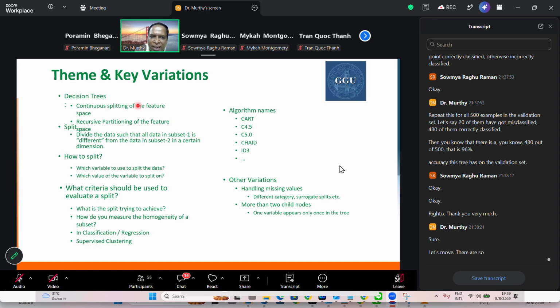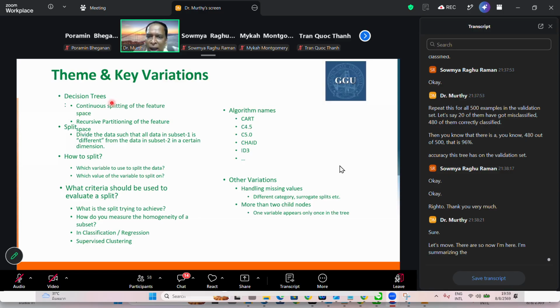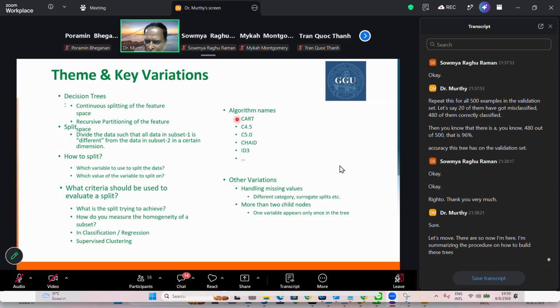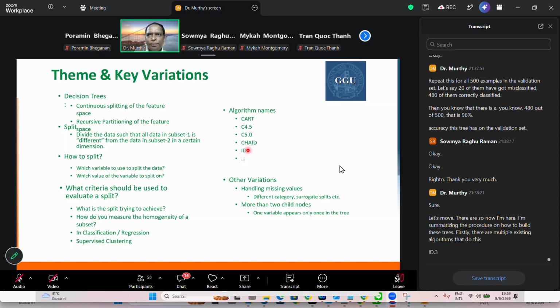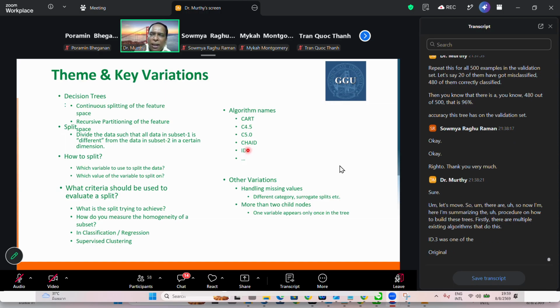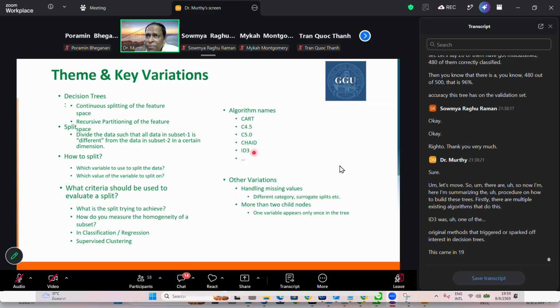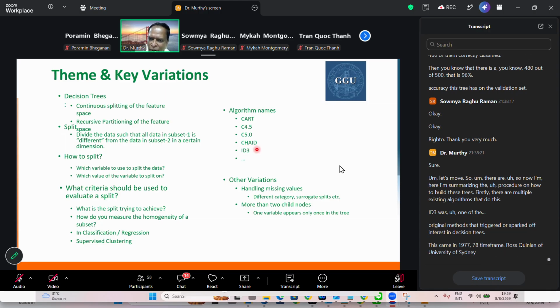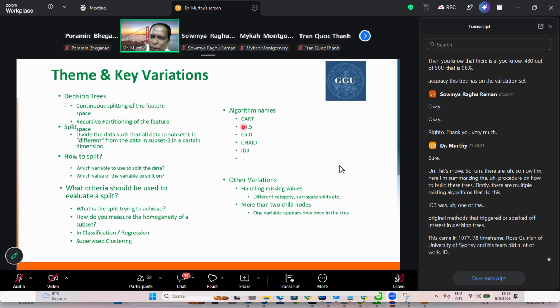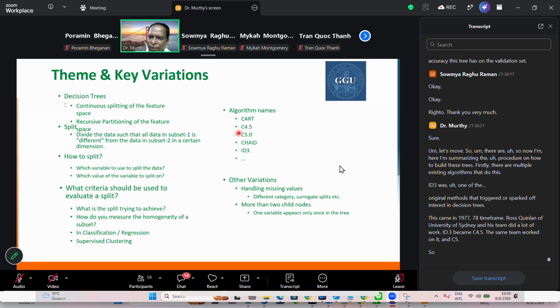So now I'm summarizing the procedure on how to build these trees. Firstly, there are multiple existing algorithms that do this. ID3 was one of the original methods that sparked off interest in decision trees. This came in the 1977-78 time frame. Ross Quinlan of University of Sydney and his team did a lot of work. ID3 became C4.5, the same team worked on it, and C5.0. So these are, let's say, the most popular decision tree methods.